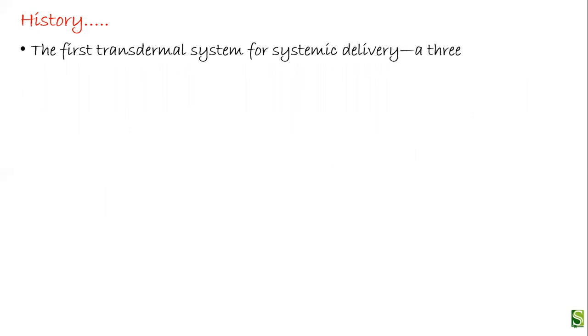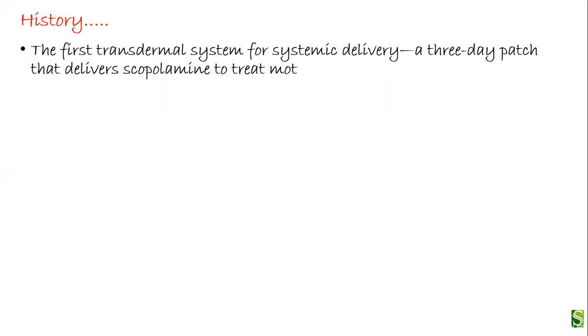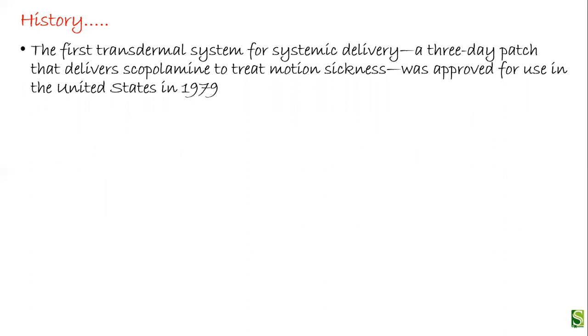Now let us take a look at the history. The first ever transdermal system for systemic delivery of a drug was prepared for scopolamine. The scopolamine was released for 3 days, so it was a 3-day patch, and scopolamine is used for the treatment of motion sickness. And this first ever patch was approved by the US in 1979.